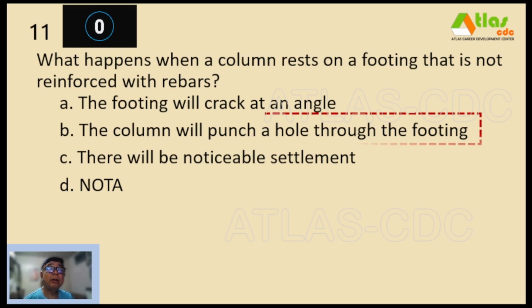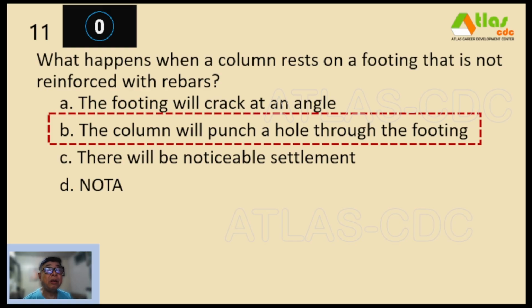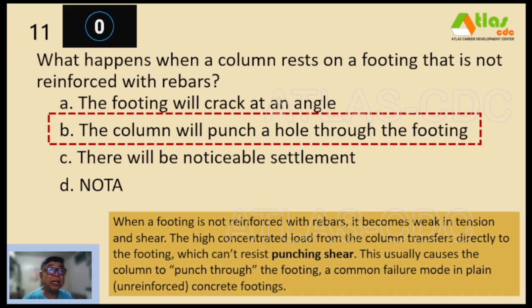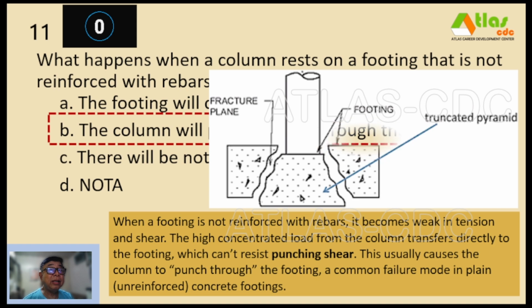And our correct answer is letter B. The column will punch a hole through the footing. When a footing is not reinforced with rebars, it becomes weak in tension and shear. The high concentrated load from the column transfers directly to the footing, which can't resist punching shear. This usually causes the column to punch through the footing. That is a common failure mode in plain, unreinforced concrete footings.